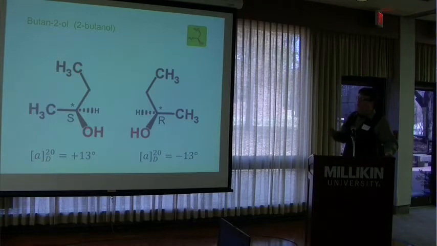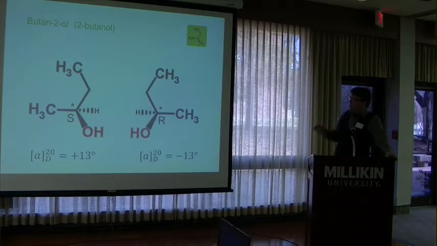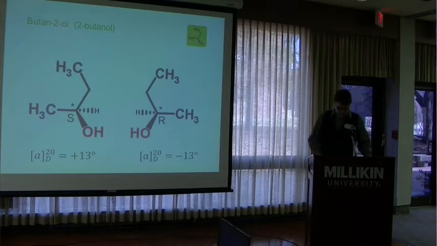Here's butanol. This is the compound that we worked with primarily for our research. It's a 4-carbon alcohol. The stereochemical center here is on the second carbon. You can see on the left we have the S enantiomer, and on the right we have the R enantiomer. These compounds have a specific rotation of 13 degrees. The S enantiomer is dextrorotatory, and the R enantiomer is levorotatory.